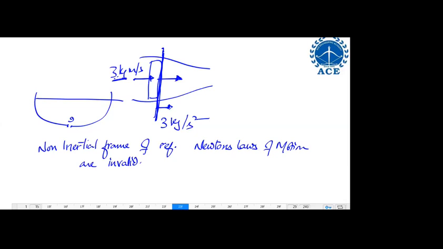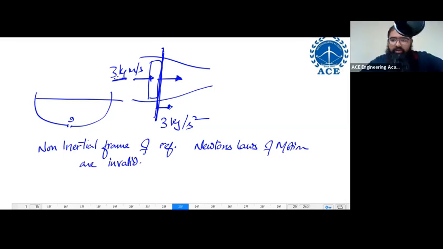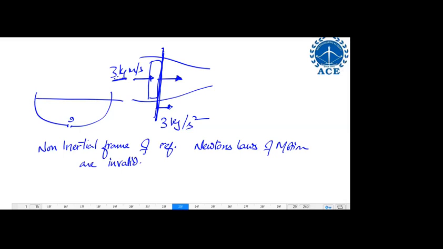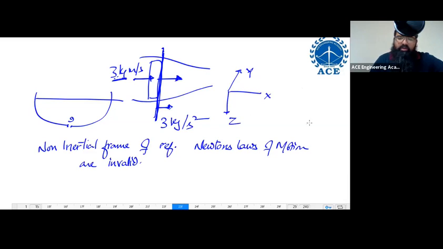Yes, ma'am, tell me. Sir, but weight acts vertically downwards, no, sir? Whatever that is, this is the x-axis, this is the y-axis, this is the z-axis. Vertically down is the z-axis in this case. This is x, this is y, this is z. Weight acts in the z-axis. We are talking about the xy plane over here right now. Fine.